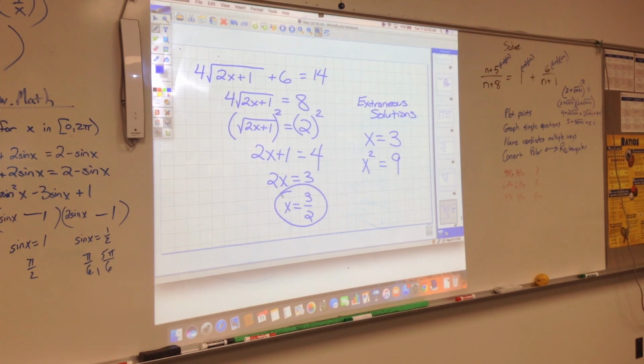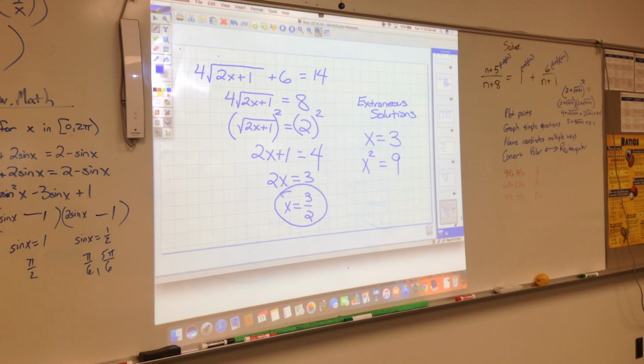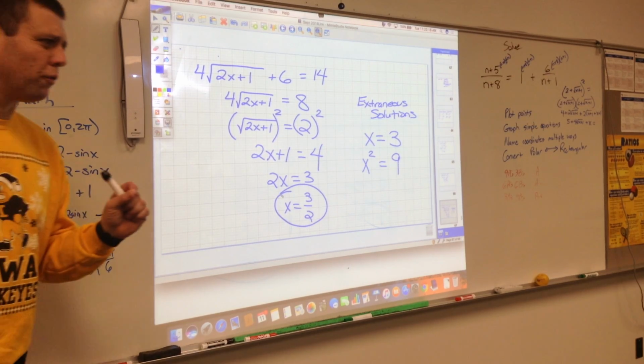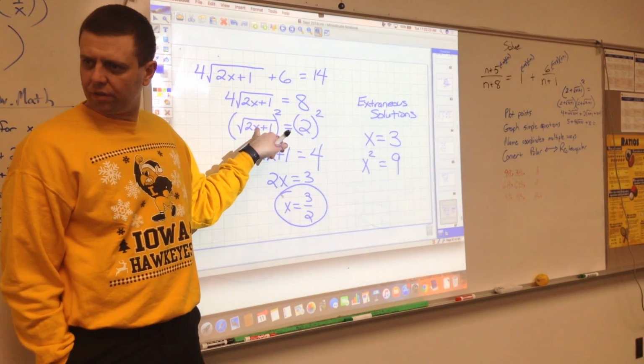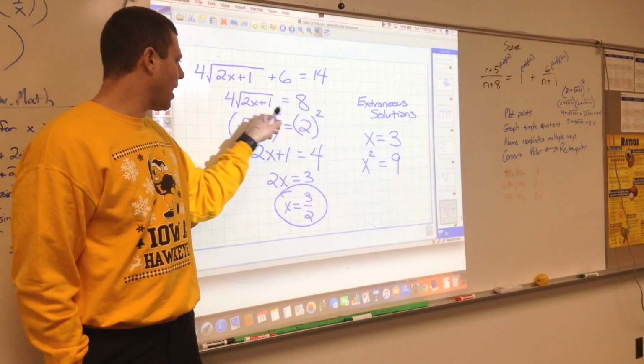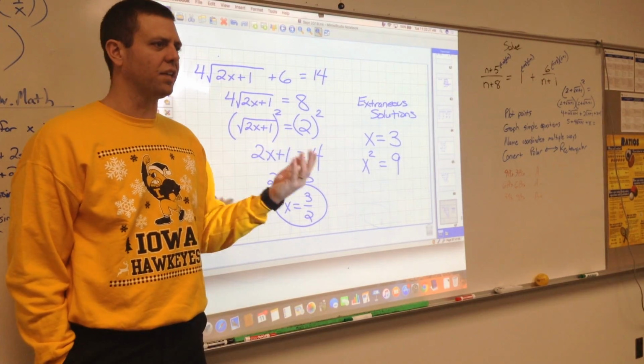Plug it back in, make sure it works. It does. For speed purposes, just trust me on that. If I had to summarize what we've done so far, I would say get the radical by itself. Get the radical by itself, then raise both sides of the equal sign to a power.